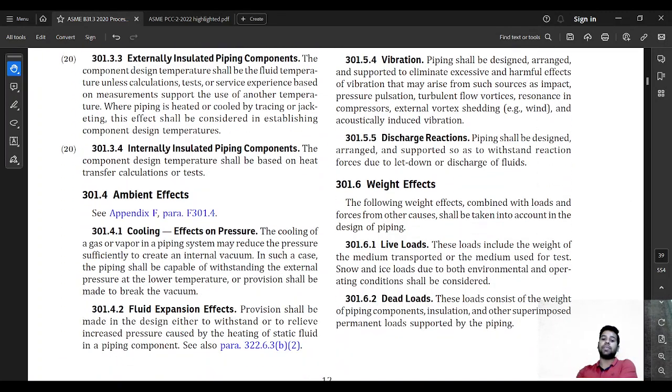Discharge reactions. Next is weight effects. Weight effects can be two things. The live load is the effect of the fluid that is going to flow inside the piping system, and dead loads. Dead loads are the load of the piping itself, so it's self weight.